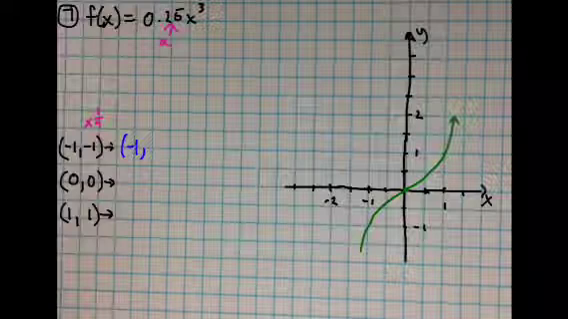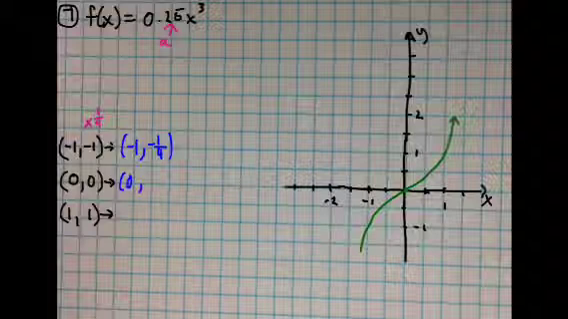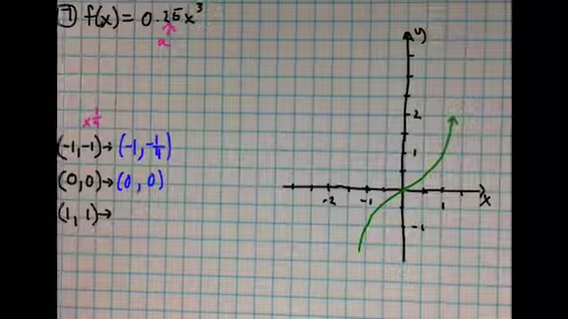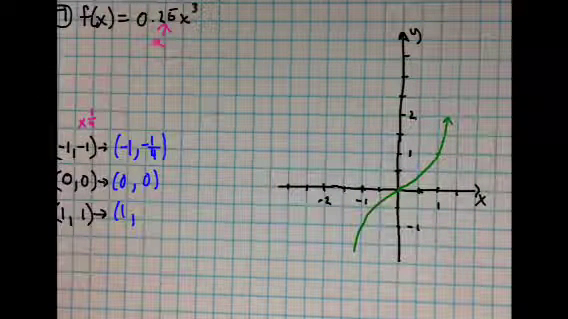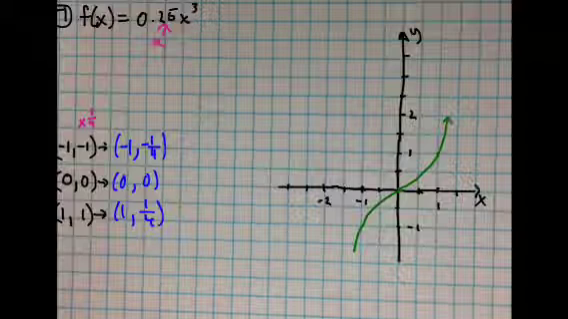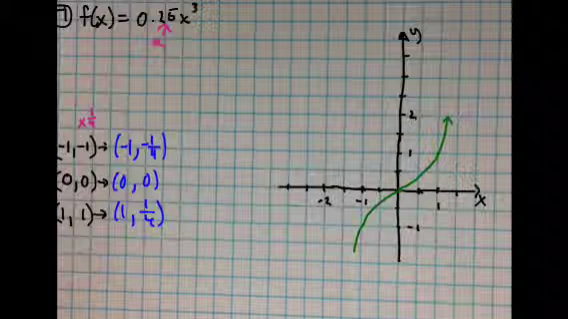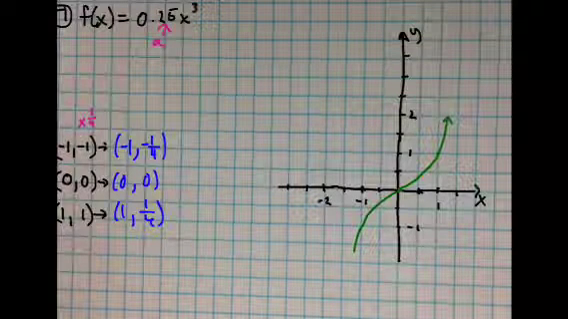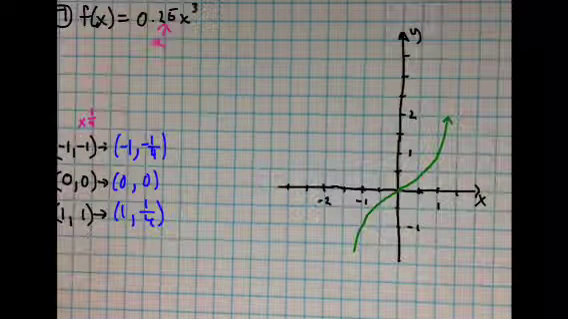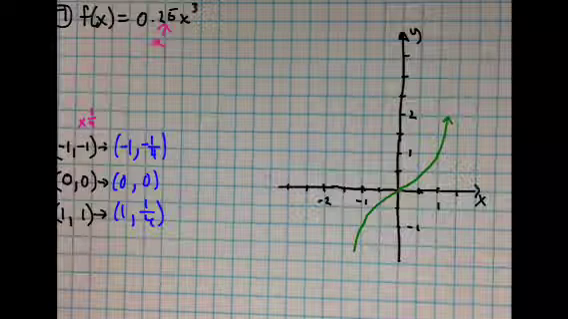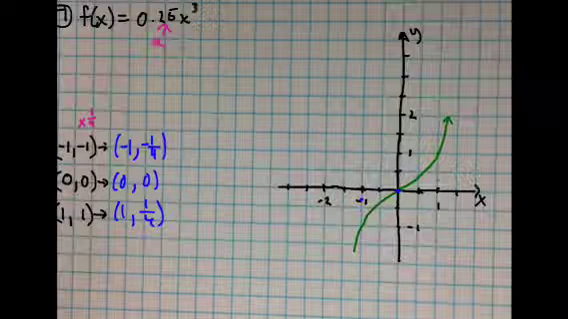1/4 times -1 is -1/4, and then 0 times 1/4 is 0, and then 1 times 1/4 is 1/4. Okay, so we're going to plot those points, -1, -1/4. Every little square is a half, so that means I'm going to go half a square down, and 0, 0, and 1, 1/4.